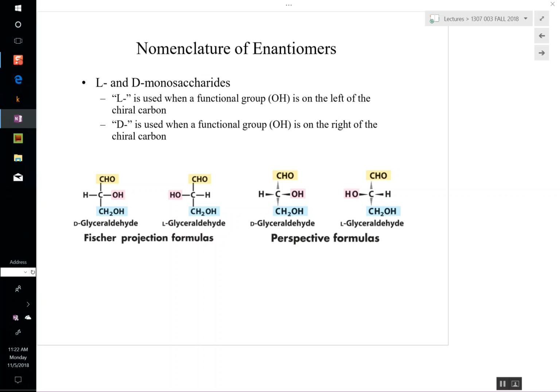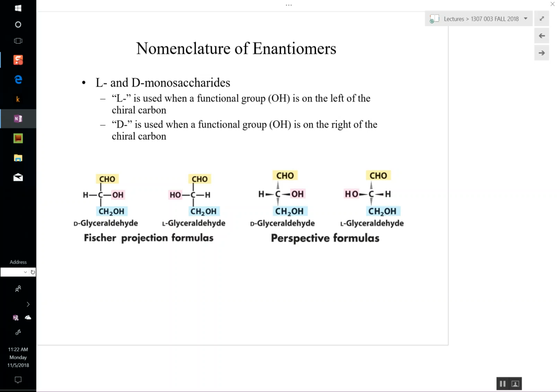Now this is like this. This carbon is one. This carbon is like this carbon. Remember, the carbon second from the bottom.